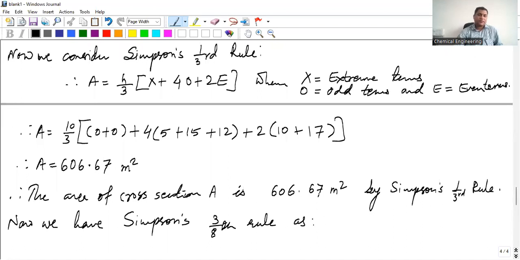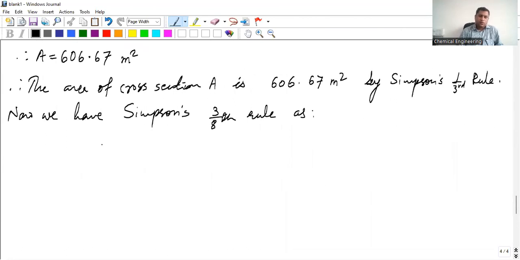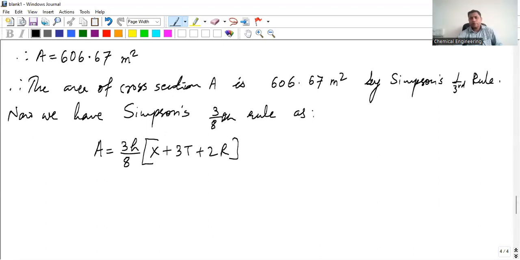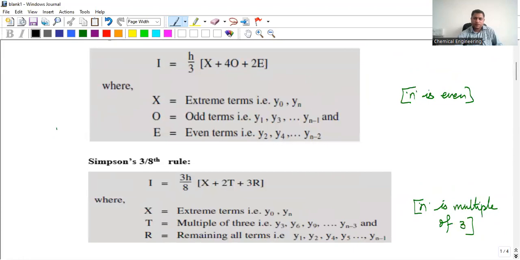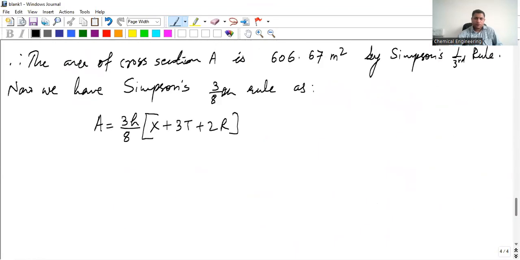So what is the Simpson's 3/8 rule? It is going to be A is equal to 3h by 8 into X plus 3T plus 2R. So here we have 2t plus 3r. Be careful, this is 2t plus 3r.